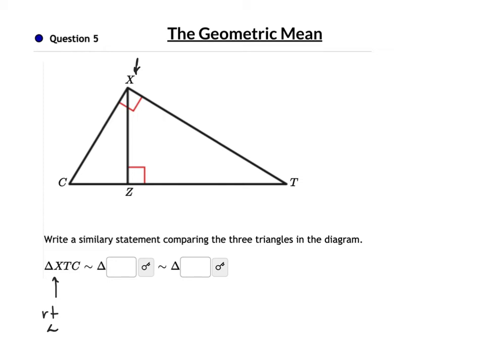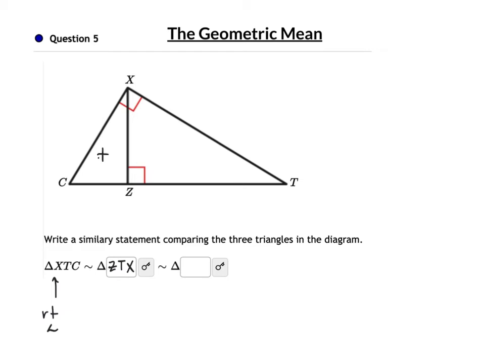XTC. Let's go with the triangle on this side. The right angle is at Z. So Z and X would both be first. And I know that T corresponds with itself. See how T is second there? It's going to have to be second here because it's congruent to itself. And then the triangle on this side is ZTX.